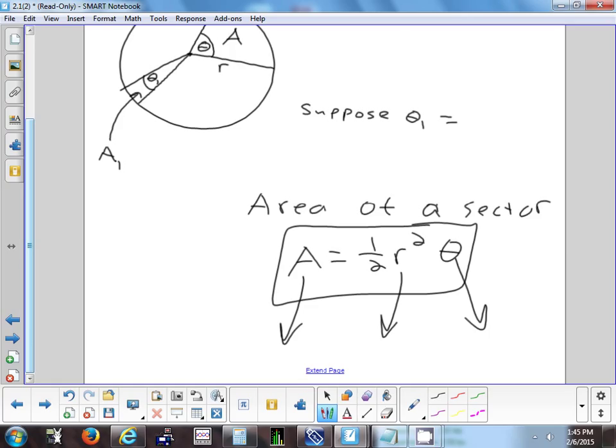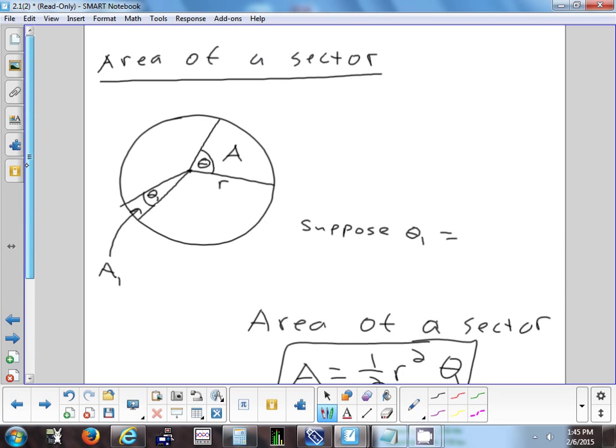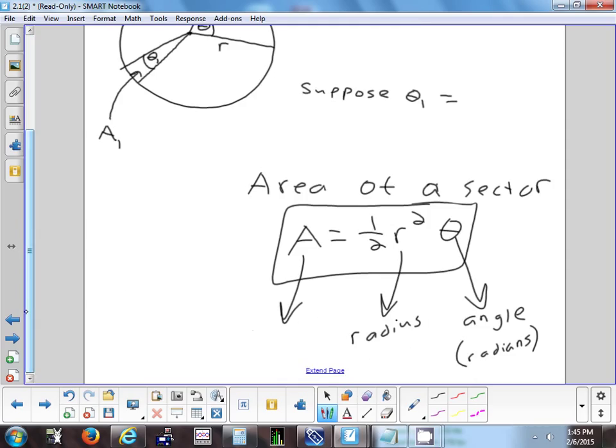Again, theta, what do you think that is? That's my angle. Anything special about it? It's got to be in radians again. Don't use degrees, it won't work. Okay, r is going to be my radius. Now, we didn't have an a in the last formula, but what do you think a is? Area.